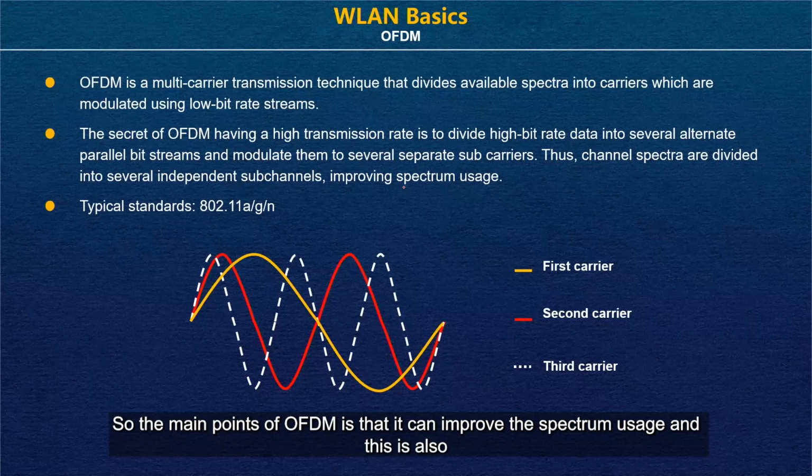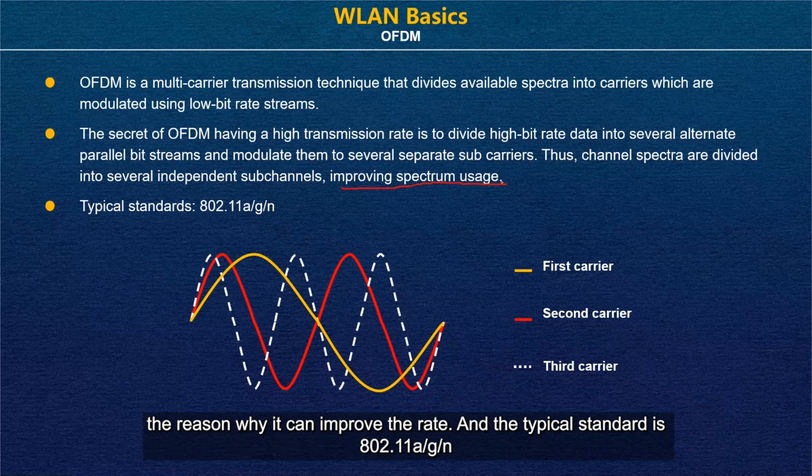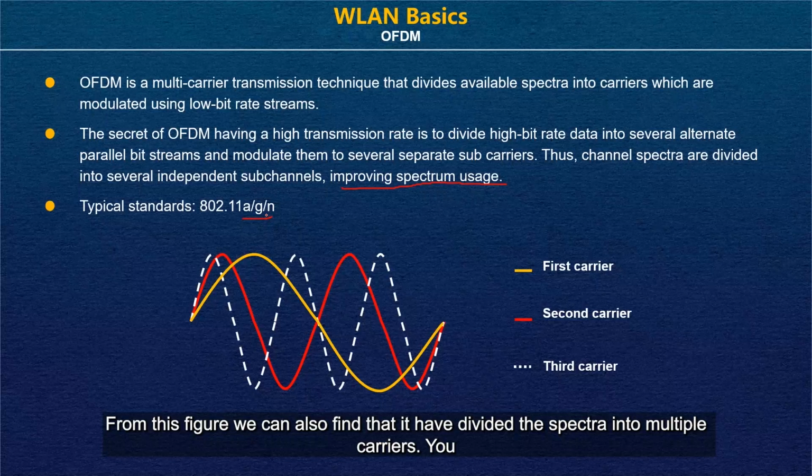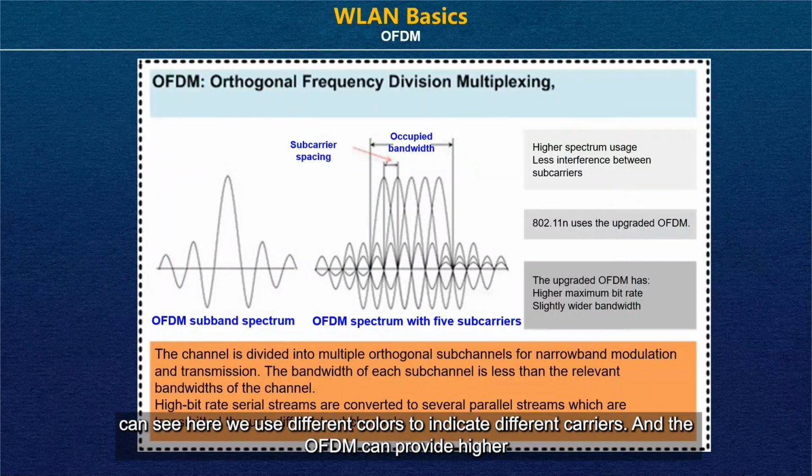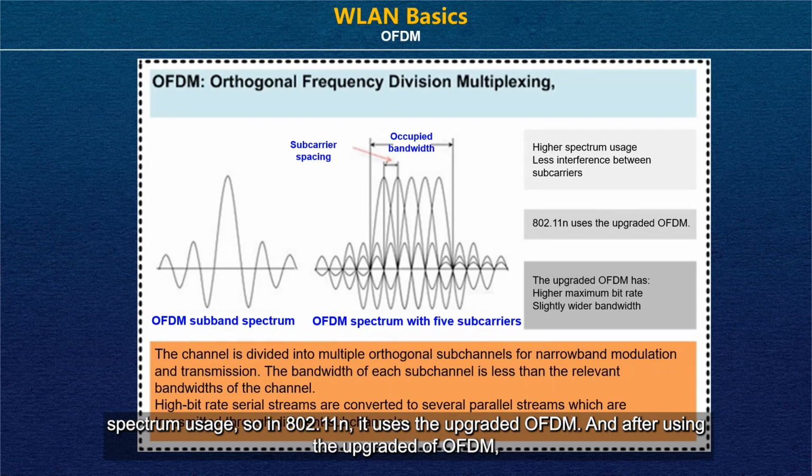So the main point of OFDM is that it can improve the spectrum usage, and this is also the reason why it can improve the rate. Okay, and the typical standard is 802.11a, g, and n. From this figure, we can also find that it has divided the spectra into multiple carriers. You can see here we use different colors to represent different carriers. And the OFDM can provide higher spectrum usage.